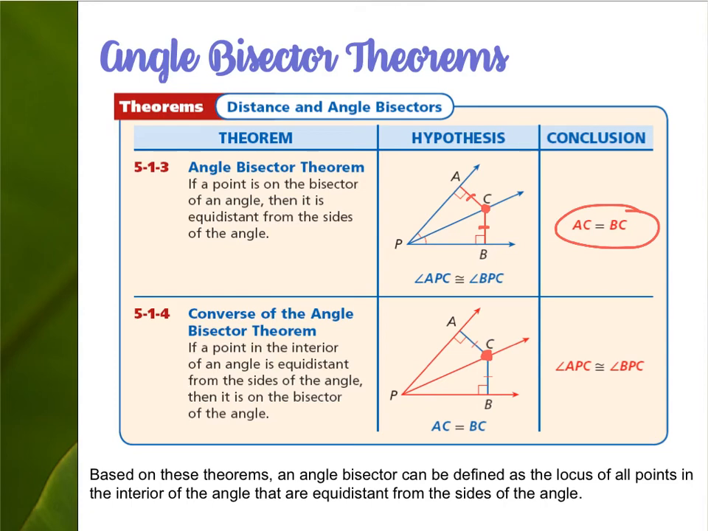So what does it mean to be bisector? Cut in half. So PC, this ray here, is going to cut APB in half. So this angle here is going to be congruent to this angle. So angle APC is congruent to angle BPC. And these are angle bisector theorems. We don't need to know this little sentence on the bottom.